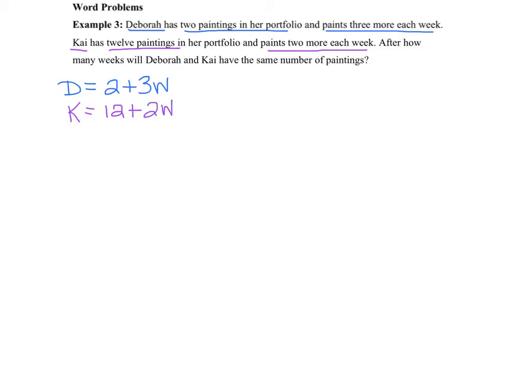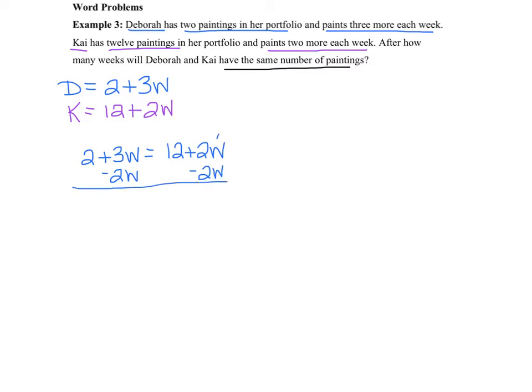And the question states, after how many weeks will Deborah and Kai have the same number of paintings? So we want to set them equal to each other because it's the same number. So let's set them equal. We have 2 plus 3W equals 12 plus 2W. Our next step is to undo the smaller variable. So you're going to subtract 2W from both sides because 2W is smaller than 3W. These cancel. So you have 2 plus 1W equals 12.